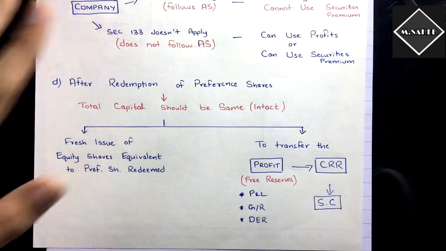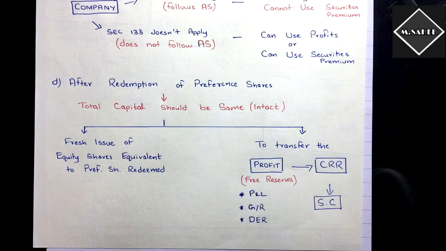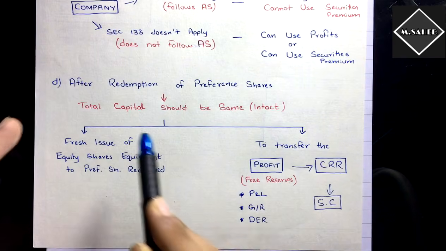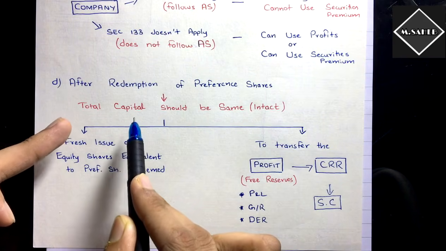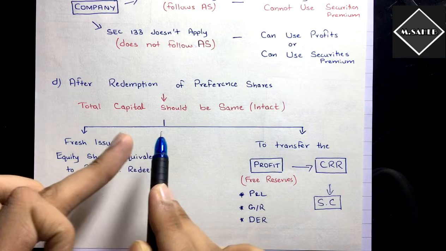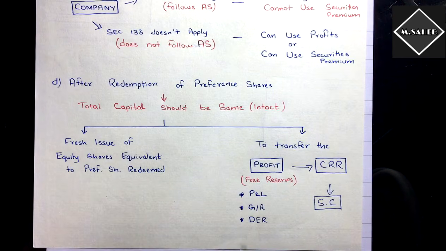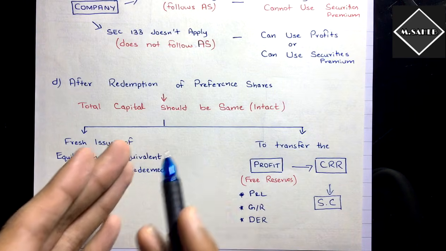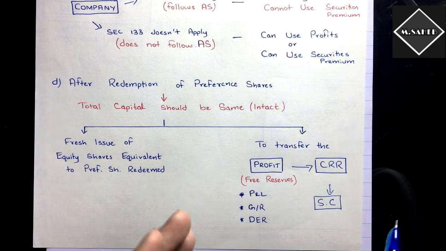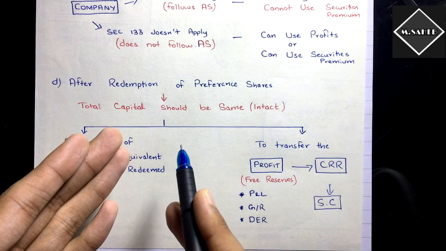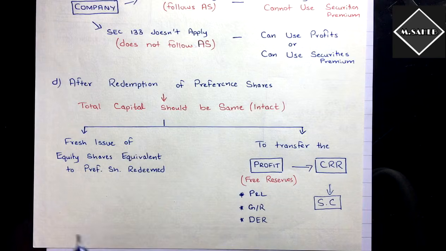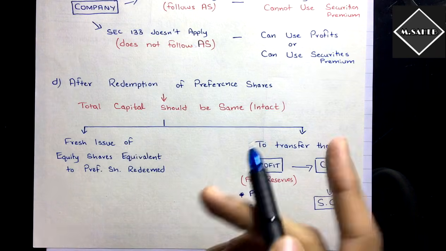Most importantly, we saw that the total capital should be intact even after the redemption of preference shares. The total capital, in the sense of equity capital and preference capital, should be the same. Of course, preference share capital will go out, because you are repaying them, so they will no longer be there, but still the total capital has to be the same. So how can the total capital be the same?